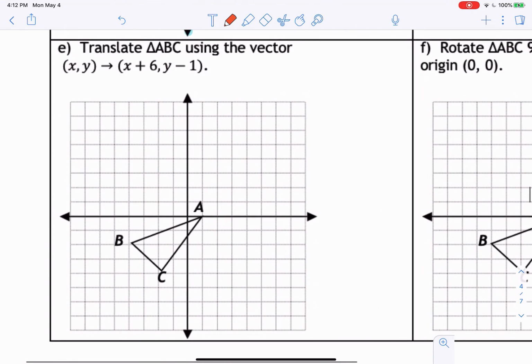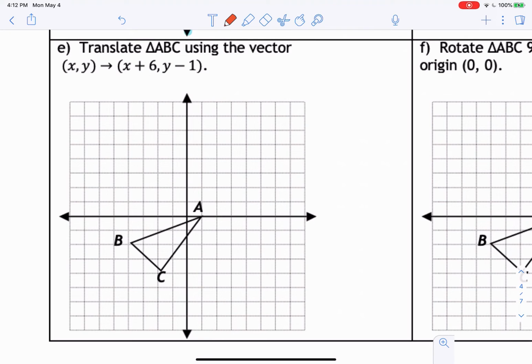Here we've got translate triangle ABC. So the keyword there is translate. Using the vector +6, -1. So we're going to start at point A. We'll go +6, that means to the right 6. 1, 2, 3, 4, 5, 6. Y -1, down 1. This will be A prime.